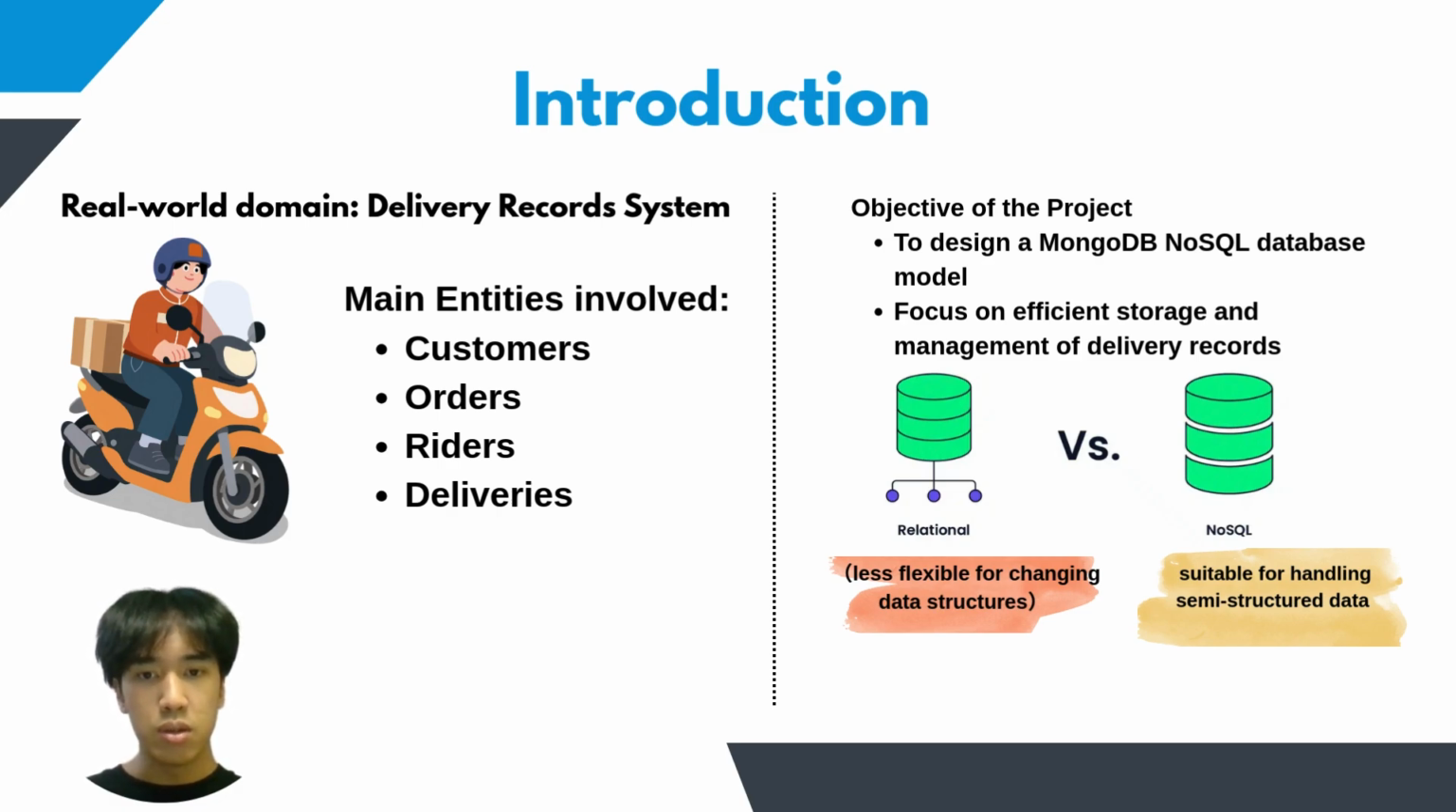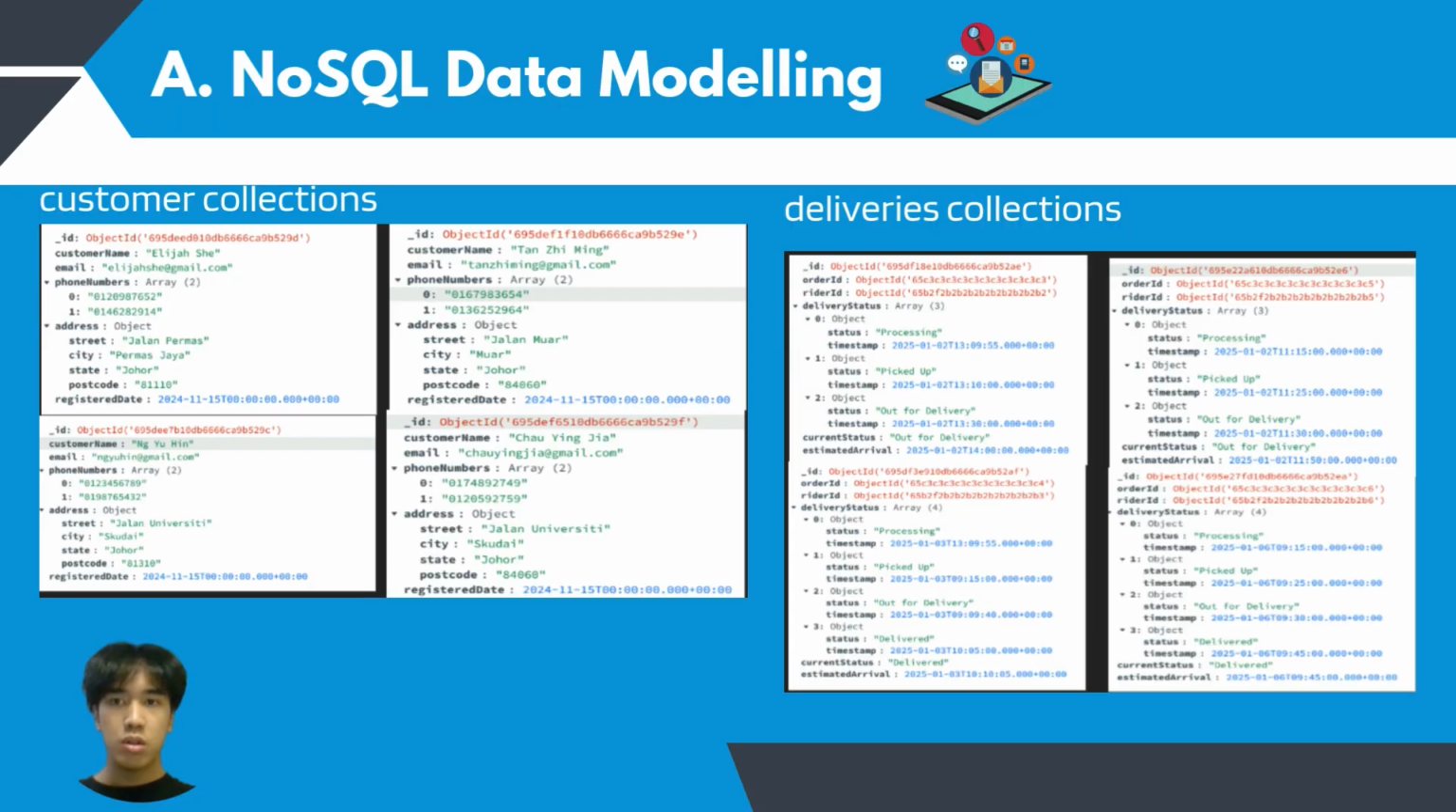In contrast to traditional relational databases, which are often less flexible when handling frequent changes in data structure, MongoDB was chosen due to its schema flexibility and document-based storage. The main entities involved in our system are customers, orders, riders, and deliveries, which reflect real-world delivery operations. Next, I will explain our NoSQL data modeling approach.